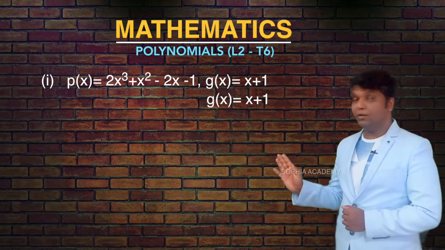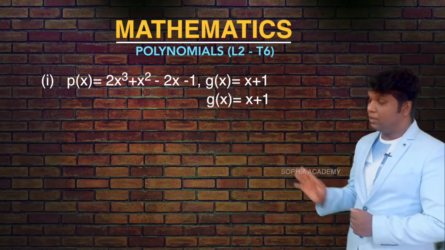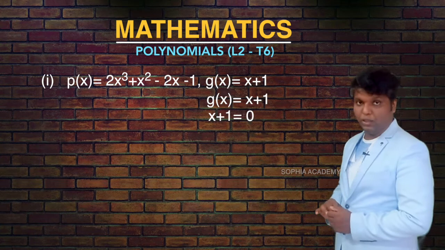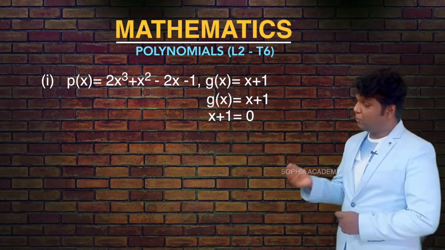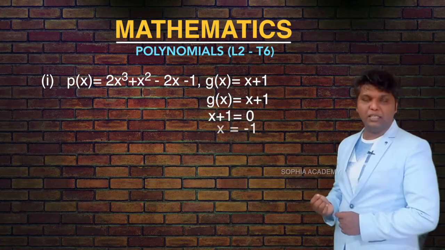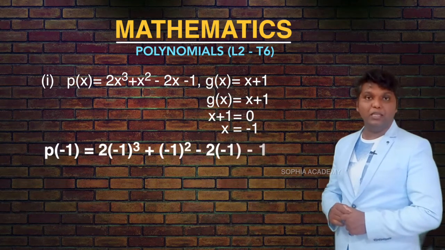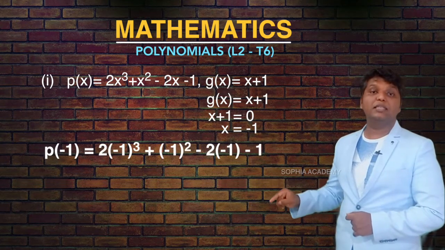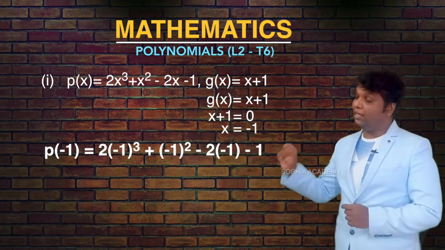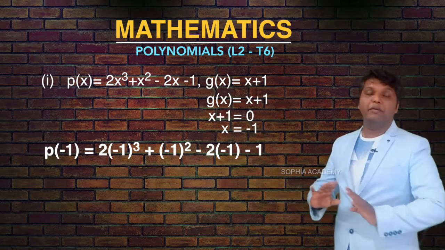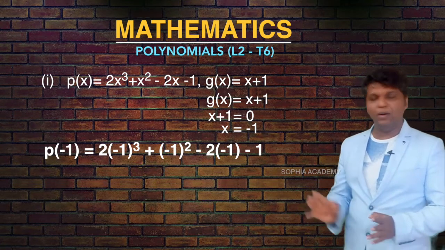Here g of x is equal to x plus 1, which means x plus 1 is equal to 0, equating it to 0. X plus 1 is equal to 0 means x is equal to minus 1. So let us check p of minus 1, and if this p of minus 1 is 0, then we will say it is a factor, and if this p of minus 1 is not 0, we will say it is not a factor. So let us go for it.